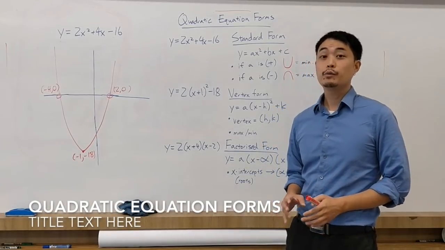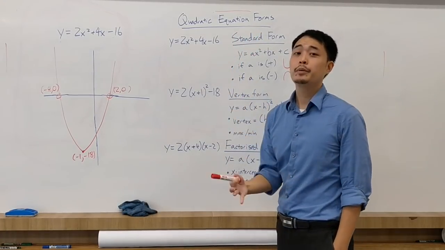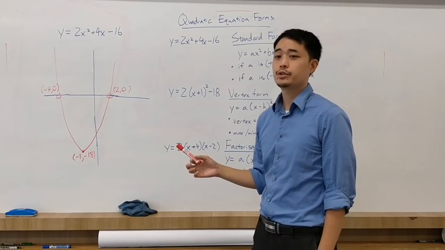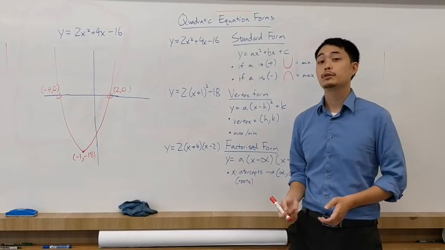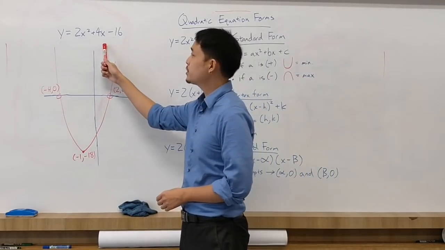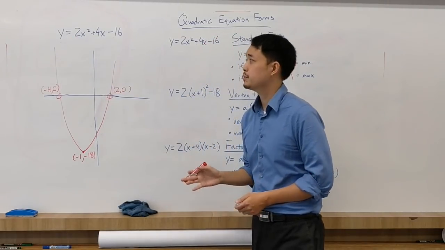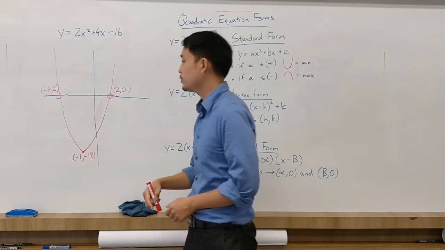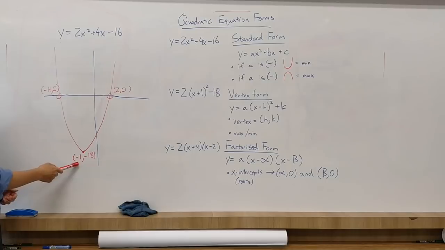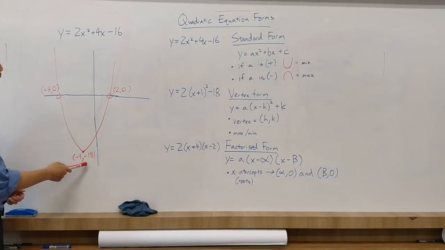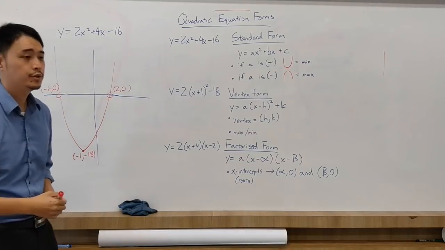Okay guys, so now what we want to do is take a look at quadratic equation forms. And that's going to help us be able to graph quadratic equations and also understand a little bit about how to find the vertex and the roots of different quadratic equations. So let's start with an example. Right now we have an example, y equals 2x squared plus 4x minus 16. And I've already drawn the graph for this for you. And right here we have a vertex of -1, -18. We also have the roots that are 2, 0, and -4, 0.